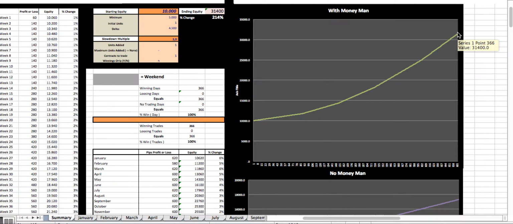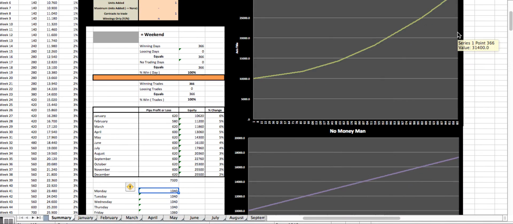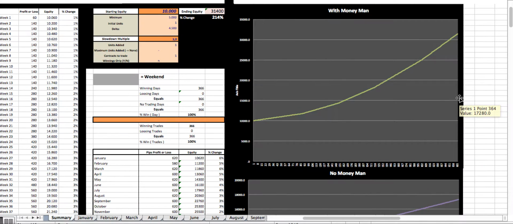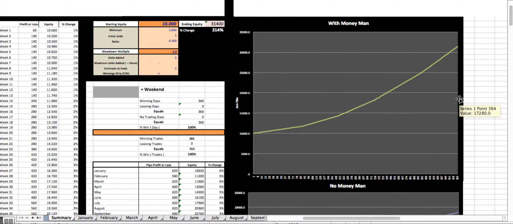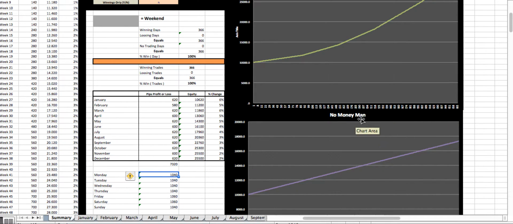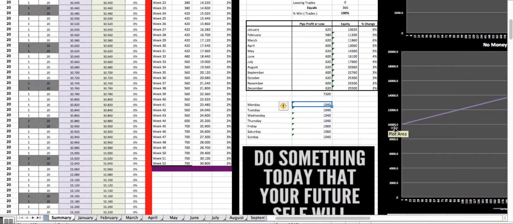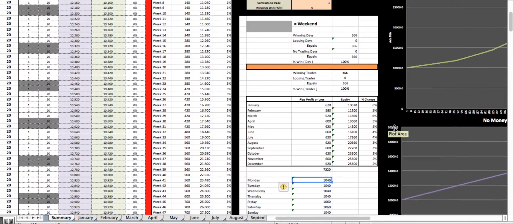Right here, 31,400. And below you can see if you do not use the smooth money management strategy, you will end up with only 17,000. So there is quite the difference between using this smooth money management and using no money management at all, right? So that's basically what we have here on this summary sheet.